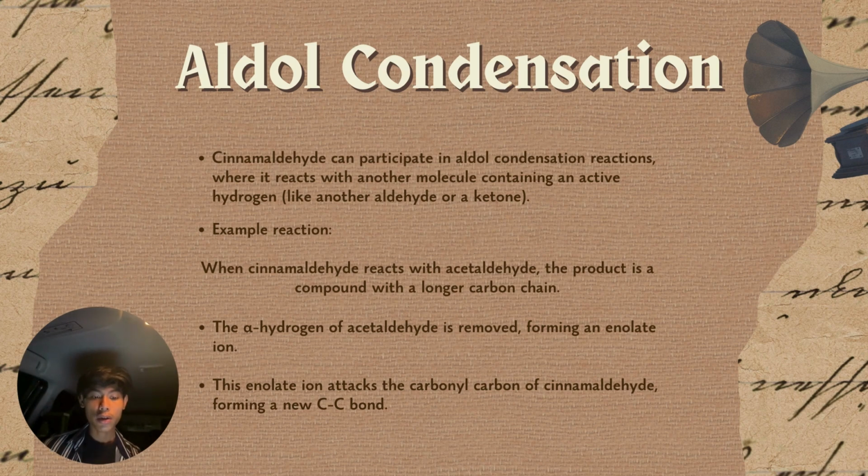Next up is the aldol condensation. So cinnamaldehyde can participate in aldol condensation reactions where it reacts with another molecule containing an active hydrogen like another aldehyde or ketone. So an example reaction, when cinnamaldehyde reacts with acetaldehyde, the product is a compound with a longer carbon chain. The alpha hydrogen of acetaldehyde is removed, forming an enolate ion. This enolate ion attacks the carbonyl carbon of cinnamaldehyde, forming a new carbon-to-carbon bond.